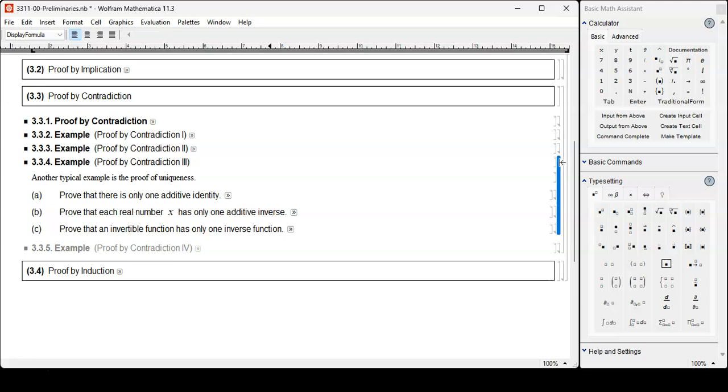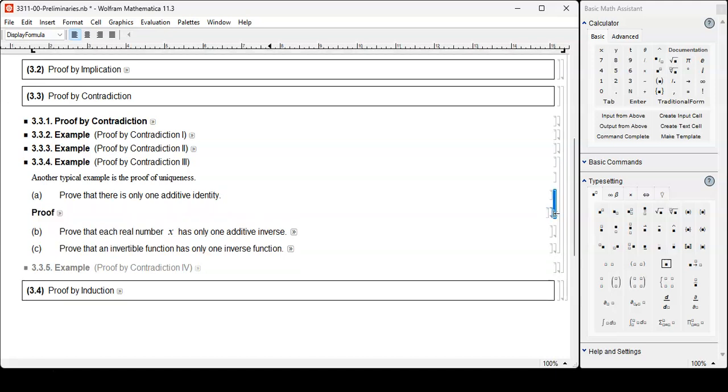Use the proof by contradiction. Suppose that there are more than one. Say 2 different inverse functions, 2 different additive inverses, 2 different additive identities, and then try to find out a contradiction. They turn out to be the same, or something like that.